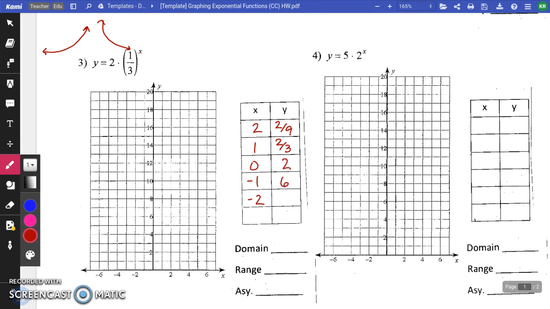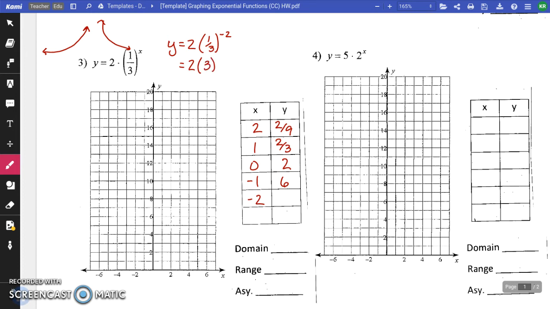Okay, let's do another point, and we're going to do -2 this time. So y equals 2 times 1/3 to the -2. Okay, so -2, again do the reciprocal, so this becomes 3 squared. So this would be 2 times 9, so 18. So we'd have the ordered pair -2, 18.